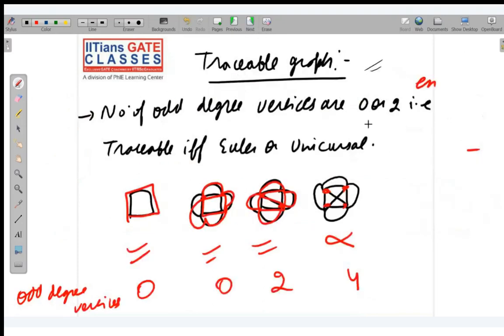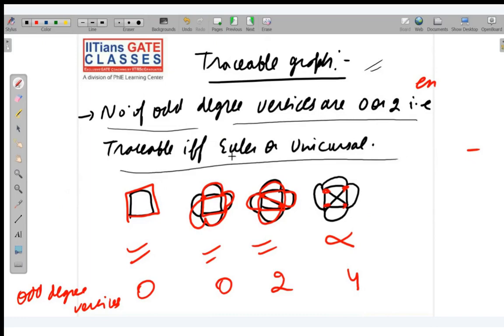Okay, traceable graph. Traceable graph means the number of odd degree vertices is 0 or 2. That means traceable if and only if the graph is Euler or unicursal. That means without lifting the pen you can draw it.